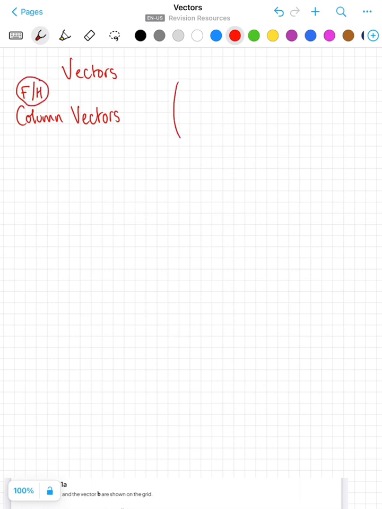Now a column vector is written like so. For example, we may have the column vector 2, minus 3. And we're going to show what this means from a diagram. From physics, you may recall that vectors have a magnitude and a direction. So vectors are directional.